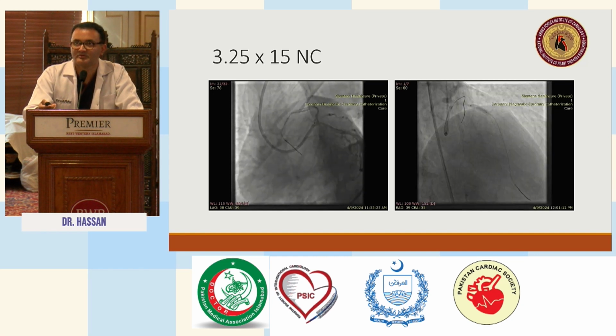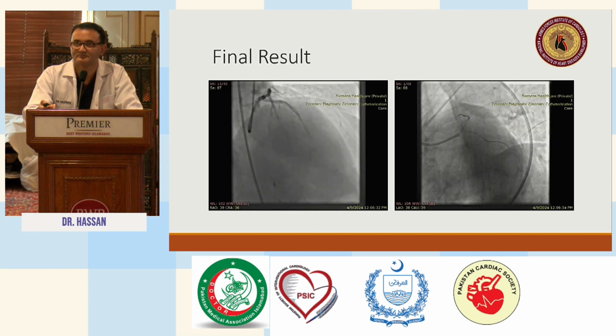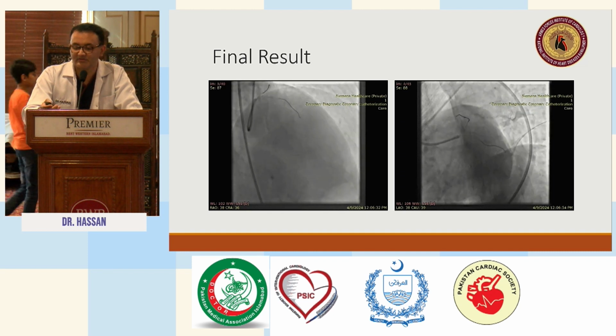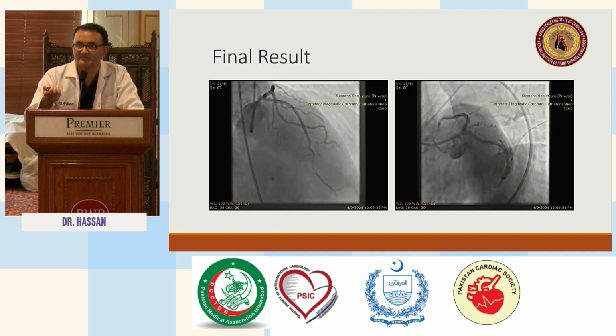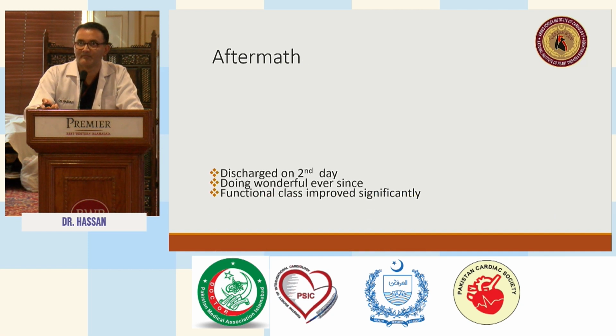So after the proximal stent deployment we did the 3.25 by 15 NC, and the result was pretty decent. Here is the final result. As we can see, after the final stent deployment, there is a good flow distally as well, which was not evident from the first stent.